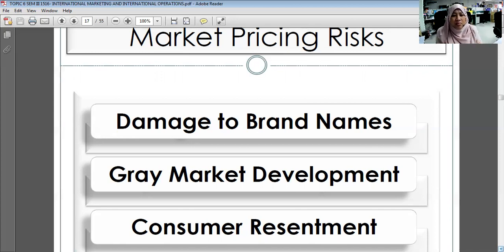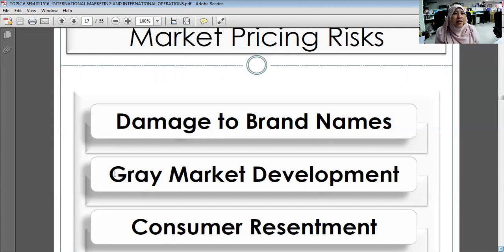And then of course, the last part we have consumer resentment. Consumer resentment means the customer will feel dissatisfaction when what they expect from the producer is not included in their product purchase.